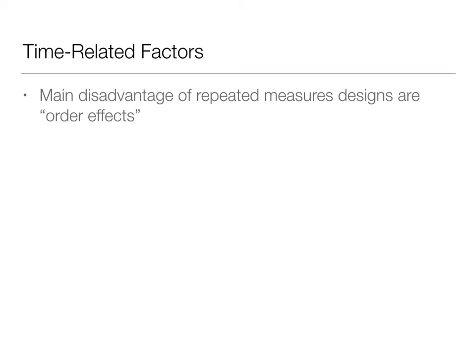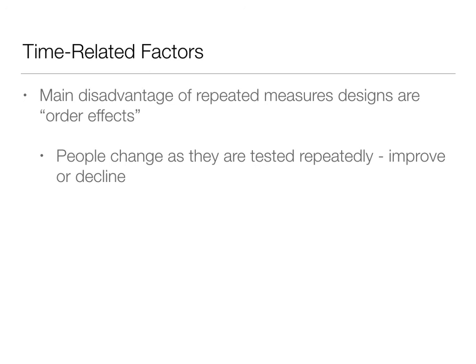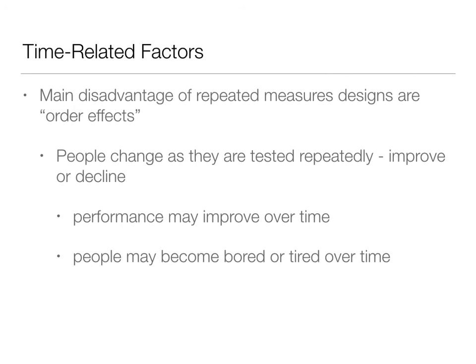So again, the major disadvantage of repeated measures designs are these order effects. And these are time-related factors. So they have to do with what was first, what was second, what was last, what time order these were done in. People change as they're tested repeatedly. They could improve, they might get better, they might figure it out, or they could decline, right? They could get worse. They can become bored or tired.